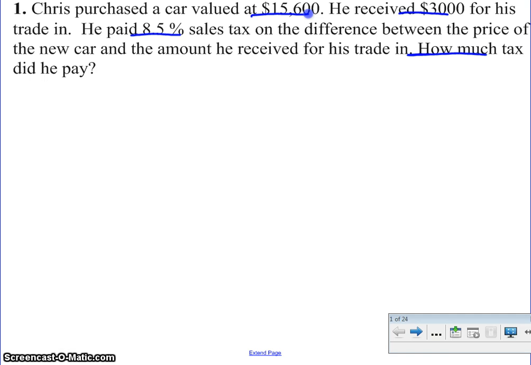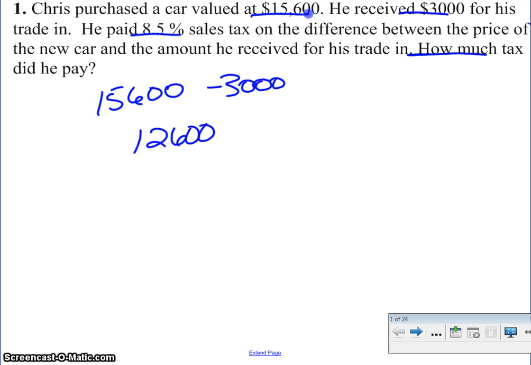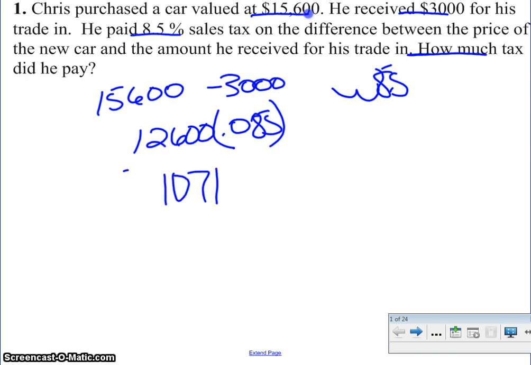So there's our question. So we're going to take the $15,600 and we're going to subtract the $3,000 that he got for his trade-in. And when I do that in the calculator, I get a total of $12,600 is what he paid for the car. Now is where the tax comes in. We've got 8.5%, which we need to then move the decimal over. So we're going to multiply this by 0.085. When we do that in the calculator, we end up with $1,071, and that's what they pay in tax.